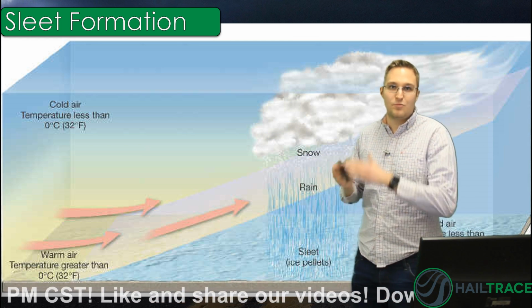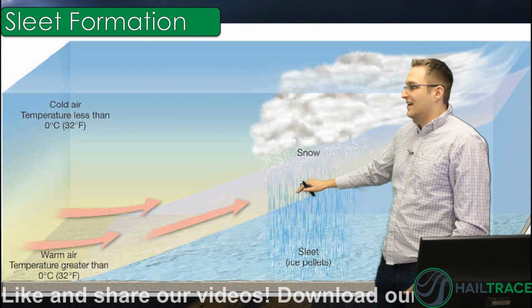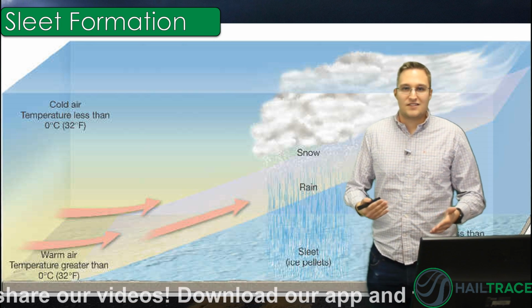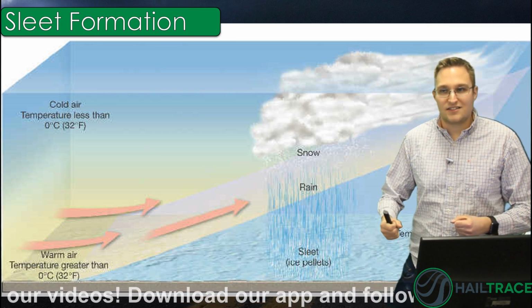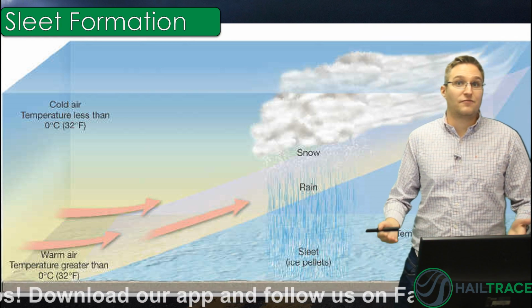but it hits that layer of warm air, that little wedge of warm air we have right here, and it melts and turns into rain, and as it continues to fall through the sky, it goes back into the cold air, and that causes the raindrops to just freeze as it's falling, and it comes down as little sleet pellets, and that's how you get sleet. That's also how you get freezing rain as well.